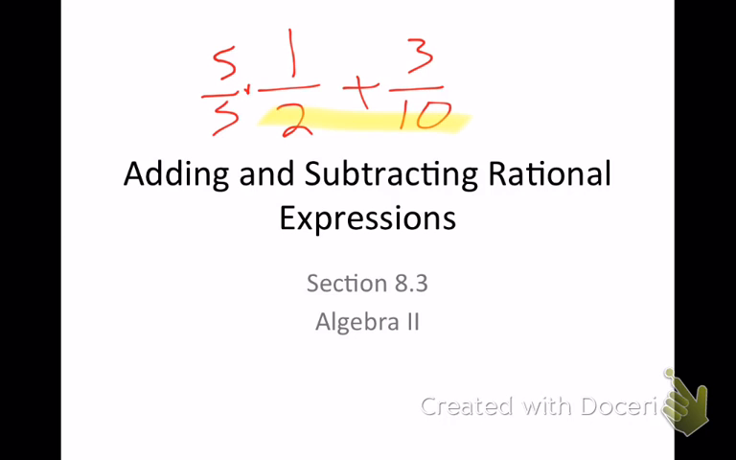Multiply by 5 over 5, right? And that gives me 5/10. And now I add them. When I add the numerators, that ends up getting me 8 over 10. Okay, when I'm adding and subtracting fractions, I have to have a common denominator, and then that denominator stays.